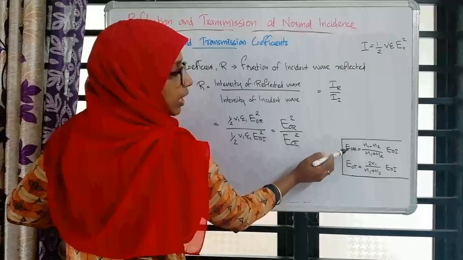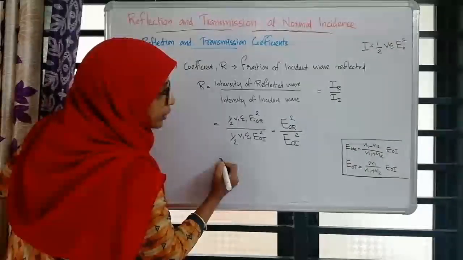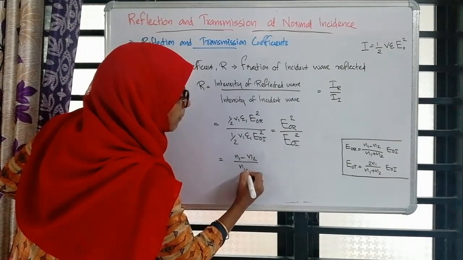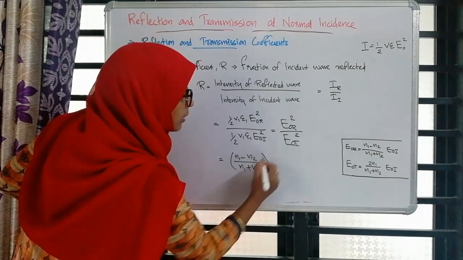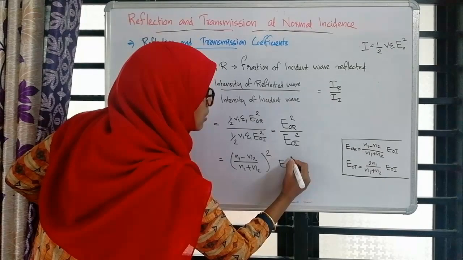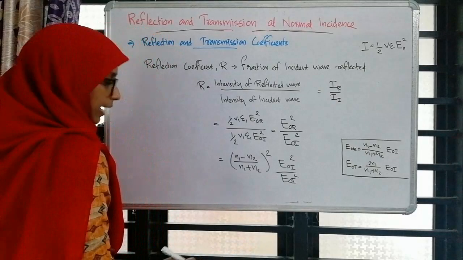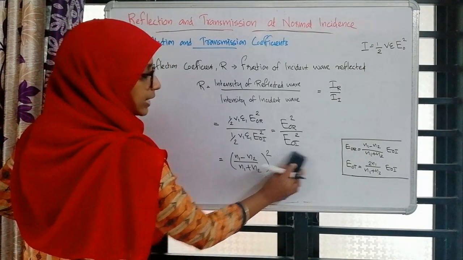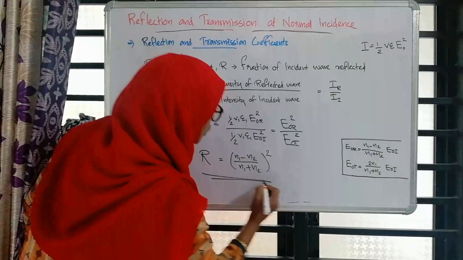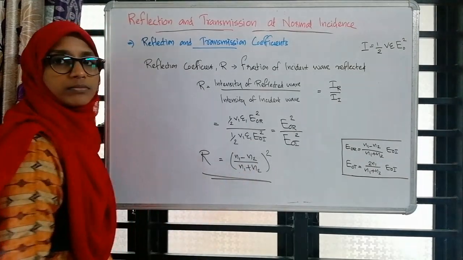And we know E0R is equal to (N1 minus N2) by (N1 plus N2) times E0I. So I am going to rewrite it as ((N1 minus N2) by (N1 plus N2)) square into E0I square divided by E0I square, and this will vanish. So the reflection coefficient R should be equal to ((N1 minus N2) by (N1 plus N2)) whole square.